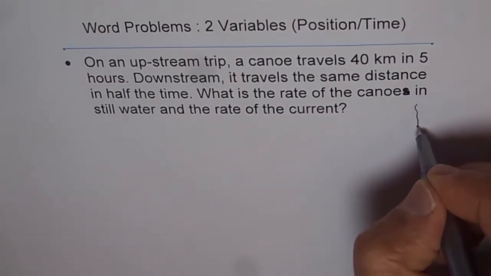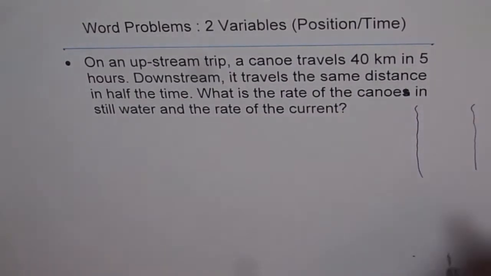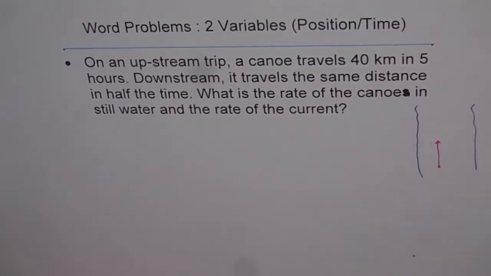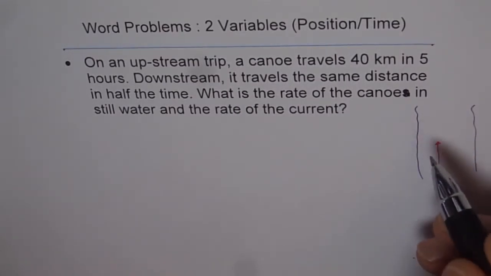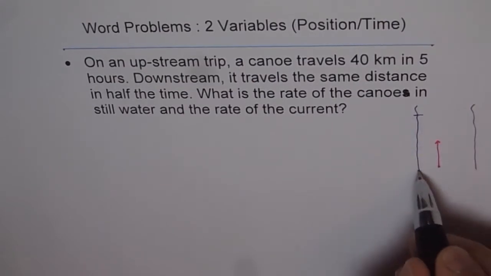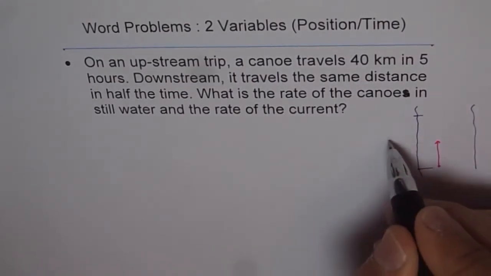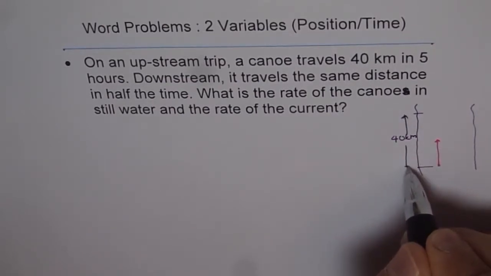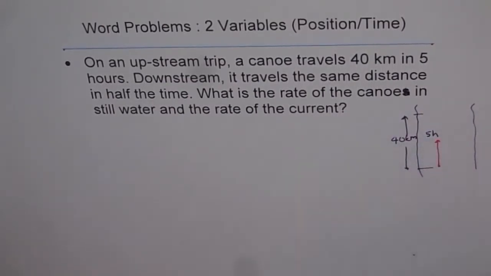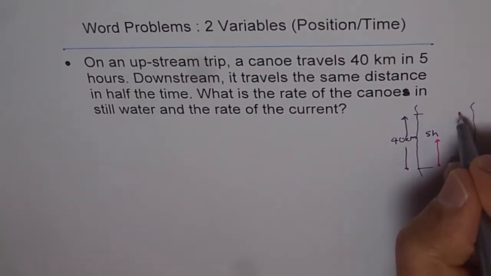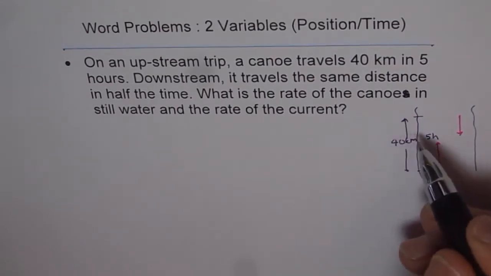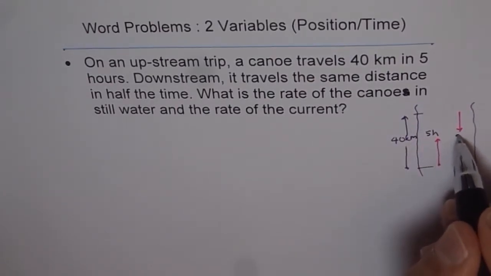So the problem is like this. Let's say this is the water, and if the canoe is moving upstream, let's say from here to here, then it travels the given distance. Let's say the distance from here to here is 40 kilometers. So this 40 kilometers is covered in 5 hours when it goes upstream. But when it is coming downstream, then the same distance is covered in half the time. That means 2.5 hours.